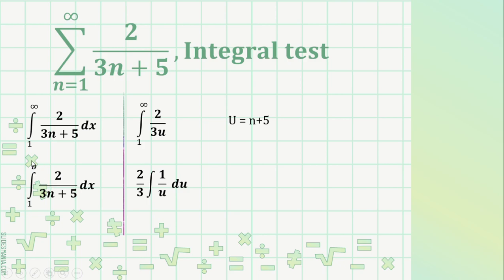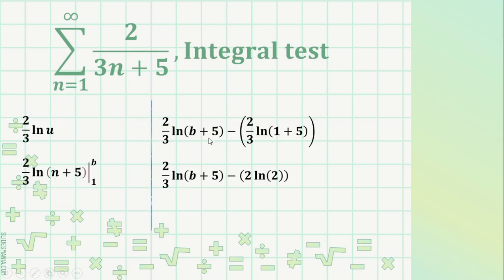We change the infinity to b, and then we change the 3n plus 5 to u, and we move the 2 over 3 out, so it's 2 over 3 times the integral of 1 over u du. The integral of 1 over u du is ln u, so it becomes 2 over 3 ln u, and u becomes 3n plus 5, so 2 over 3 ln of 3n plus 5.